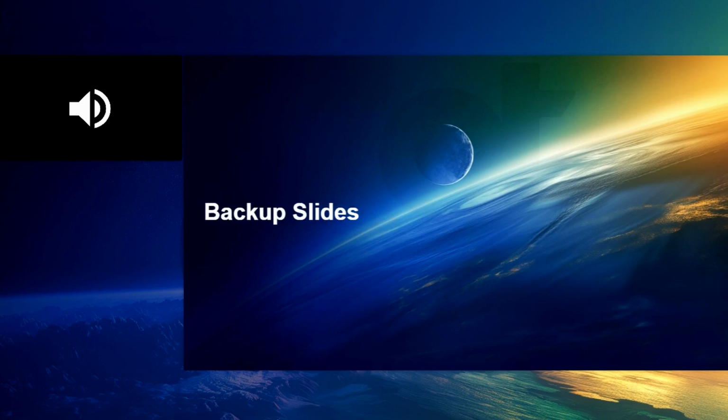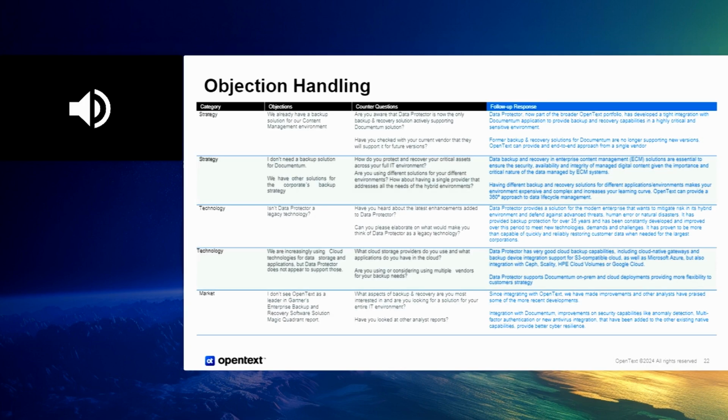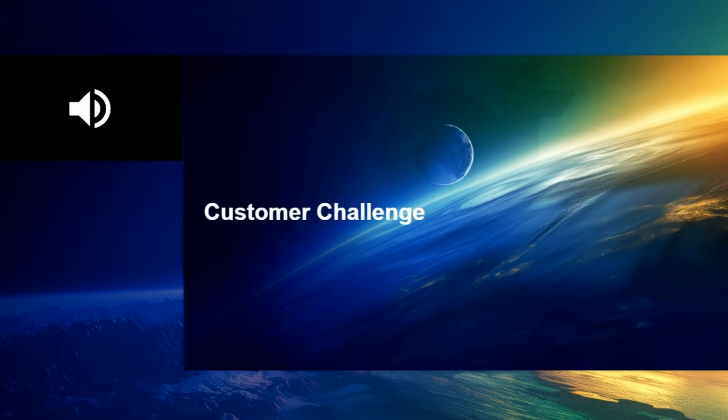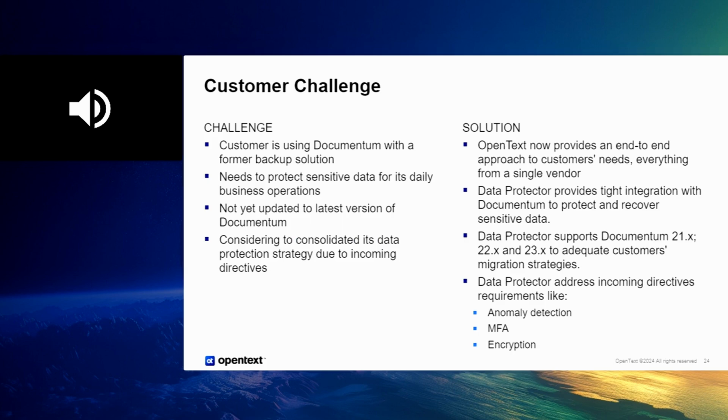So which are some of the comments we can face? If we look at the customer who, for example, needs to protect Documentum, we will realize that this information is very sensitive and needs to be considered inside the backup and recovery process. You may need to consider how to consolidate this data protection strategy due to incoming directives.